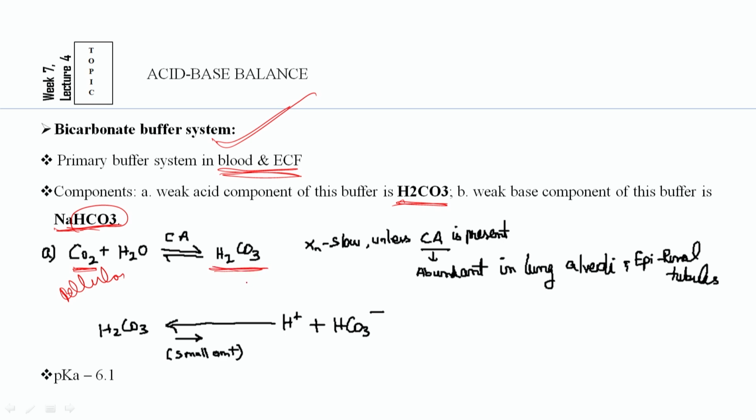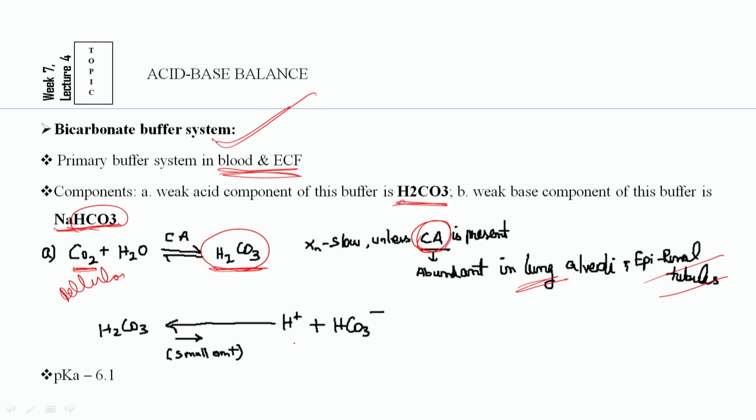carbonic acid, H2CO3. Now this reaction, the carbonic acid formation, is a very slow reaction, and it requires the carbonic anhydrase enzyme. Remember, this carbonic anhydrase is present abundantly in the lung alveoli as well as the epithelium of the renal tubules. So these are the two places where carbonic anhydrase is present abundantly, where there won't be any problem in the formation of H2CO3, that is carbonic acid.